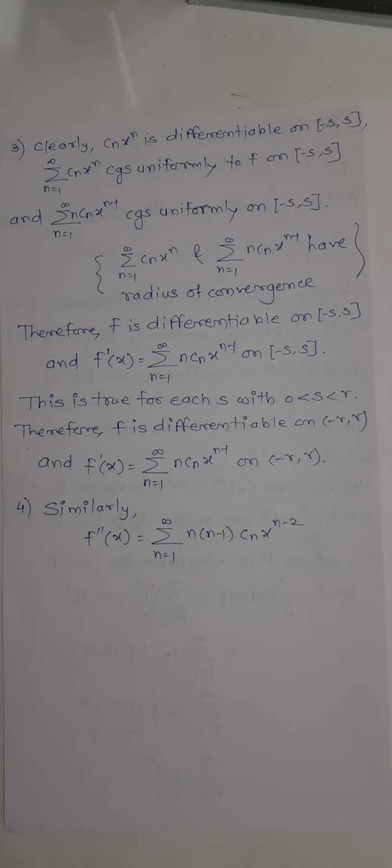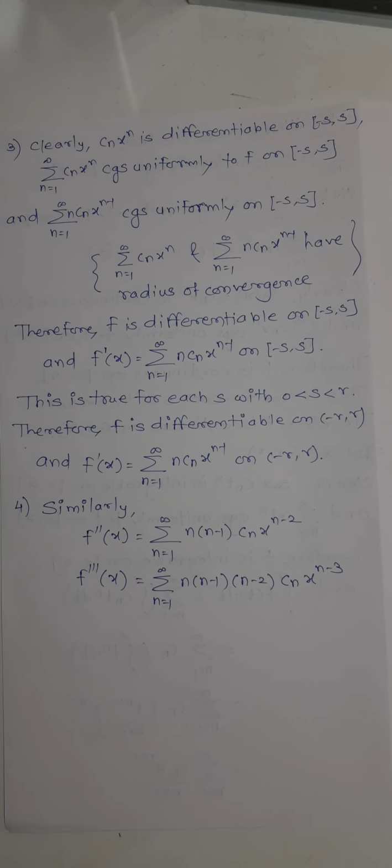Therefore n minus 1 Cn x raised to n minus 2. I can take one more derivative. Then tell me what is your f triple dash of x? Yeah, please tell me. It is summation n into n minus 1 into n minus 2 Cn x raised to n minus 3. So can you tell me about the mth derivative? Yeah, please try to say the mth derivative. What will be your mth derivative?